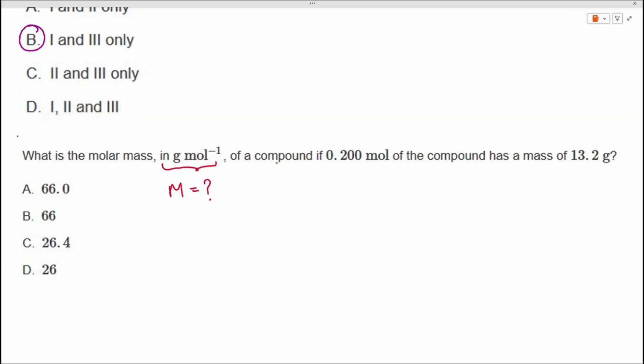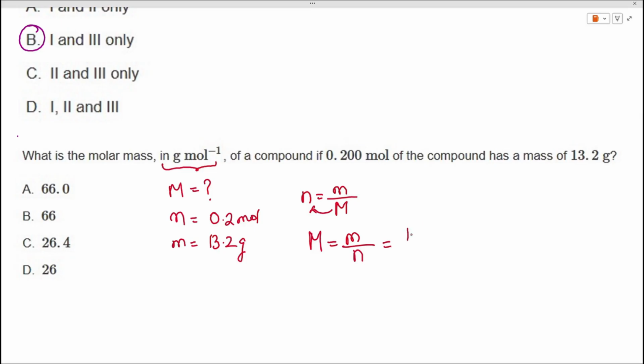The next question says, what is the molar mass in grams per mole? So we have to figure out the molar mass of a compound if 0.2 moles. So the number of moles given to us are 0.2 moles, and it has a mass. The given mass is 13.2 grams. So we know that the number of moles is equal to the given mass divided by molar mass. Which means if we have to figure out the molar mass, it needs to be the given mass divided by the number of moles.